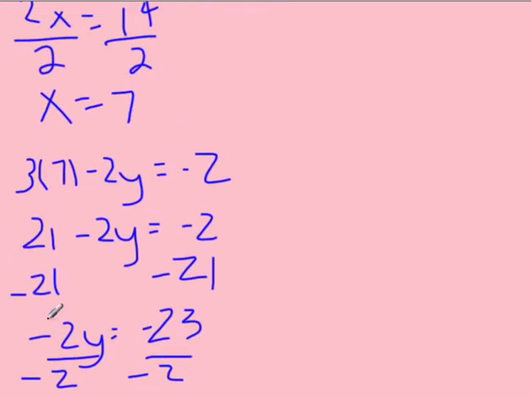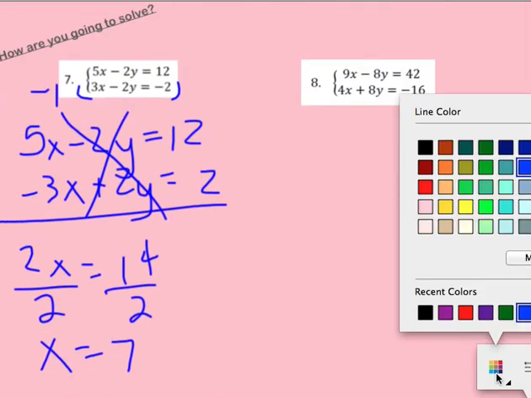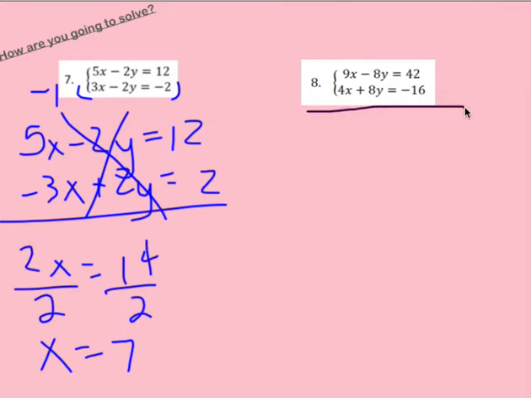Next, let's take a look at number 8. Now, number 8 is definitely set up for elimination because I see that my y's already have the same coefficient and it already has the opposite signs. So I can go ahead and add right down the columns right away because I already have those opposite signs.